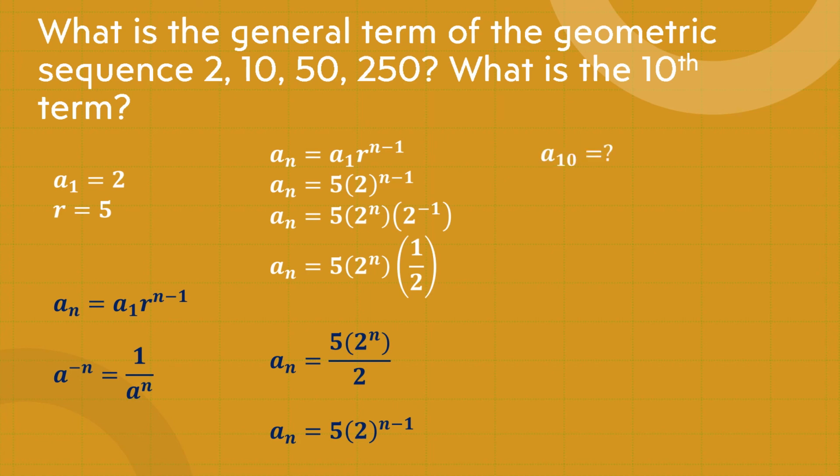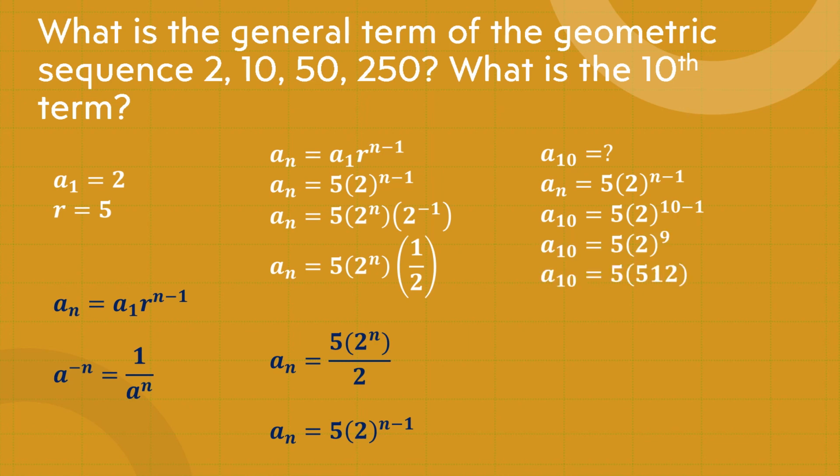Let's have now a sub 10. If we want to get a sub 10, I'll use the explicit formula. a sub n is equal to 2 times 5 raised to n minus 1. So a sub 10 is equal to 2 times 5 raised to 10 minus 1. So a sub 10 is equal to 2 times 5 raised to 9, and 5 raised to 9 is 1,953,125. Multiplying that, we get the 10th term as 3,906,250.